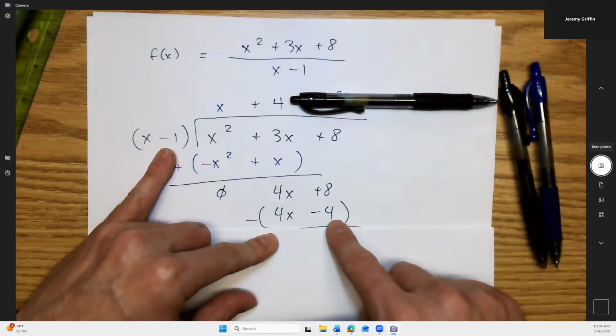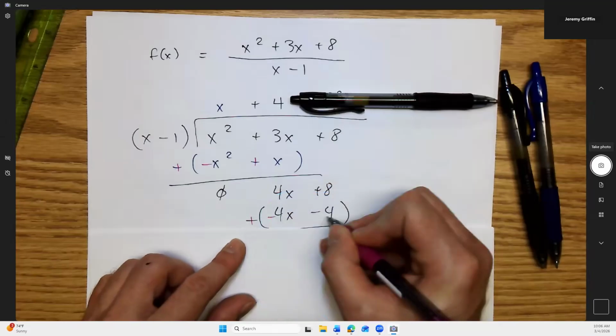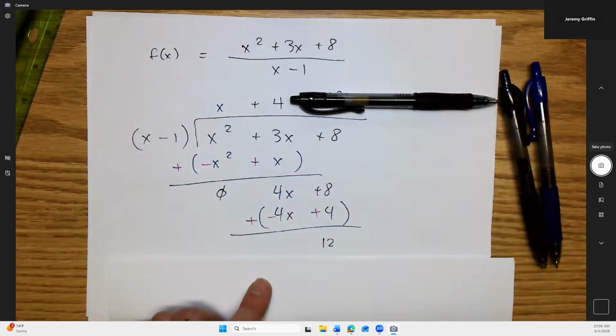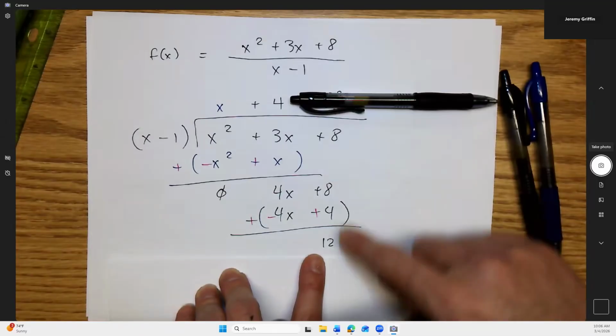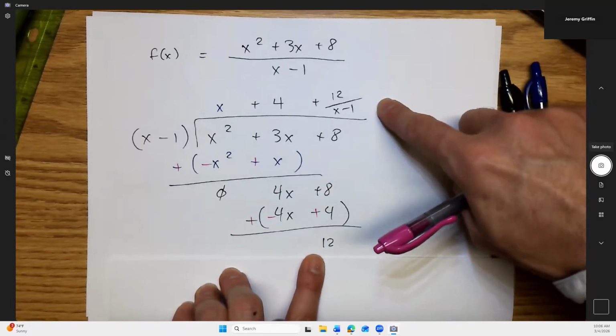And 4 times negative 1 is negative 4. Same thing, I'll distribute this negative because I'm subtracting that off. Plus, minus, plus. That gives me 12. So 12 is the remainder. And so to finish this up, you do plus 12 over x minus 1.